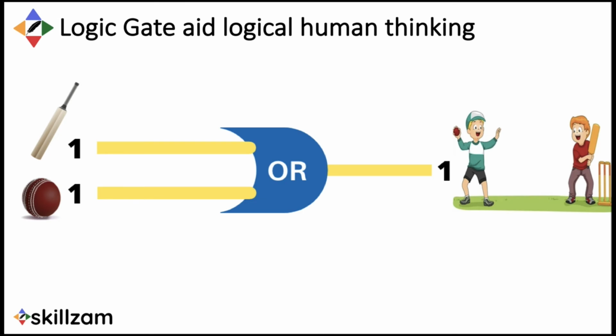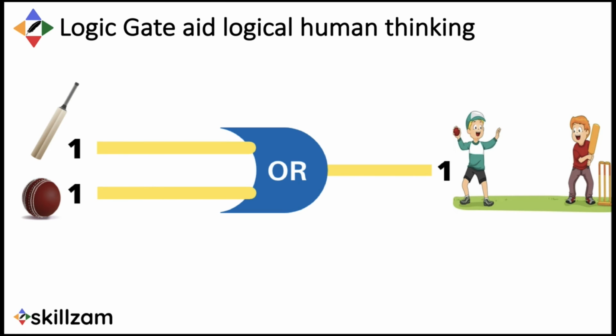We can say that more verbosely: if it is true that I know to bat or it is true that I know to ball, then it's true that I can play cricket. This means that if I know to bat, regardless of whether I know to ball, I can play cricket. And the same thing goes the other way. If I know to ball, regardless of whether I know to bat, I can play cricket. The only time I should not play cricket, according to this gate, is when I don't know to bat and I don't know to ball.